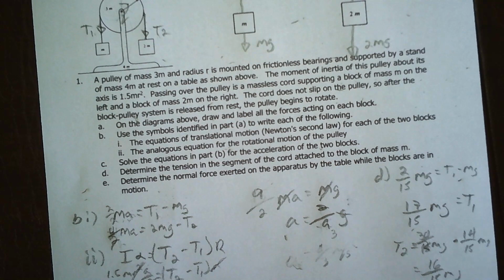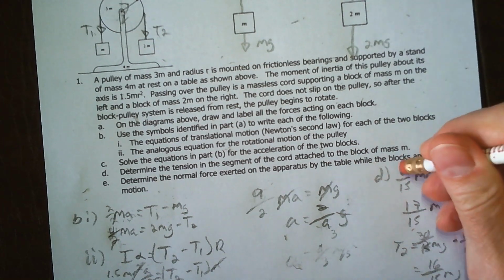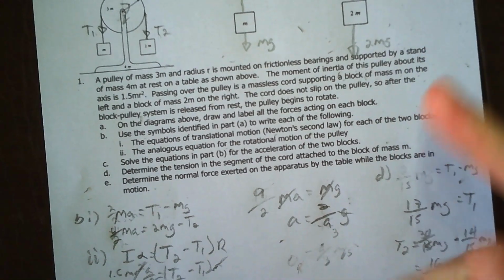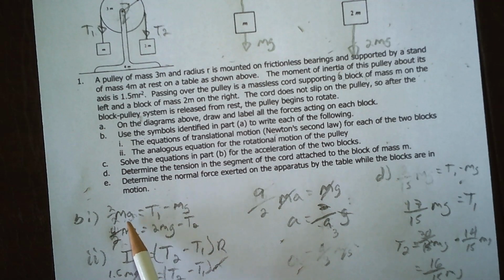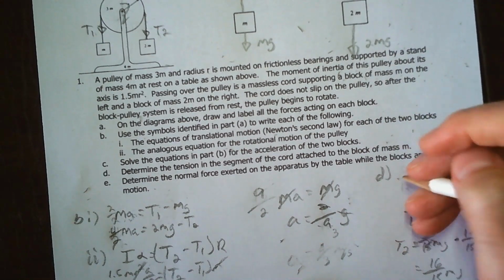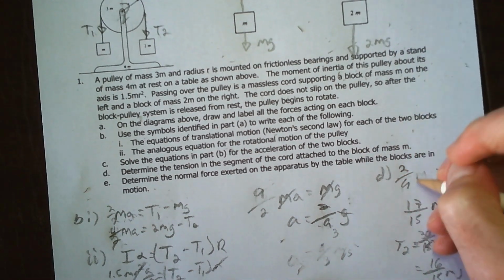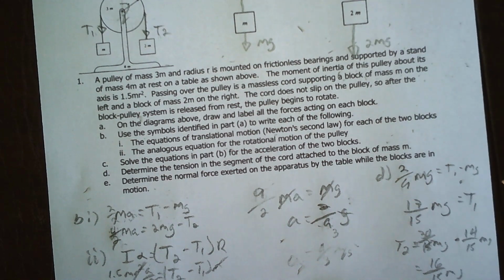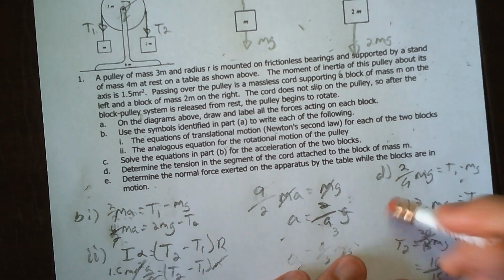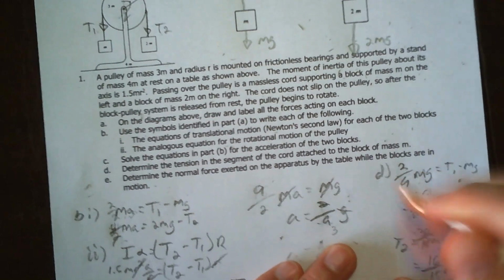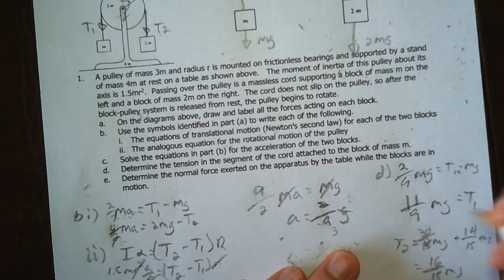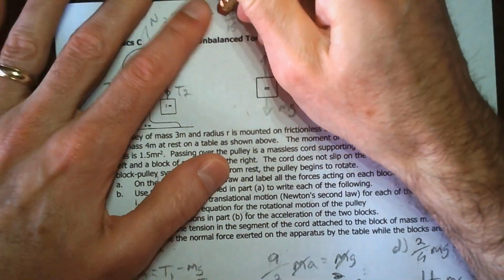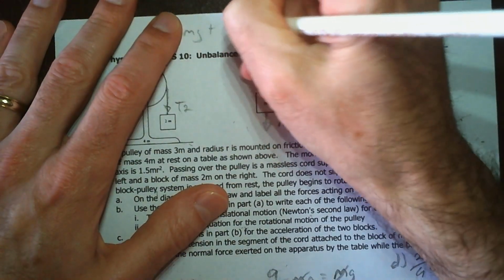Okay, then coming back over here to figure out T1. So I'm going to plug in 2/9 g for A. And so it's going to be 2/9 mg. And so 9/9, so that's going to be 11/9 mg. All right, so let's come up here and make this 11/9.